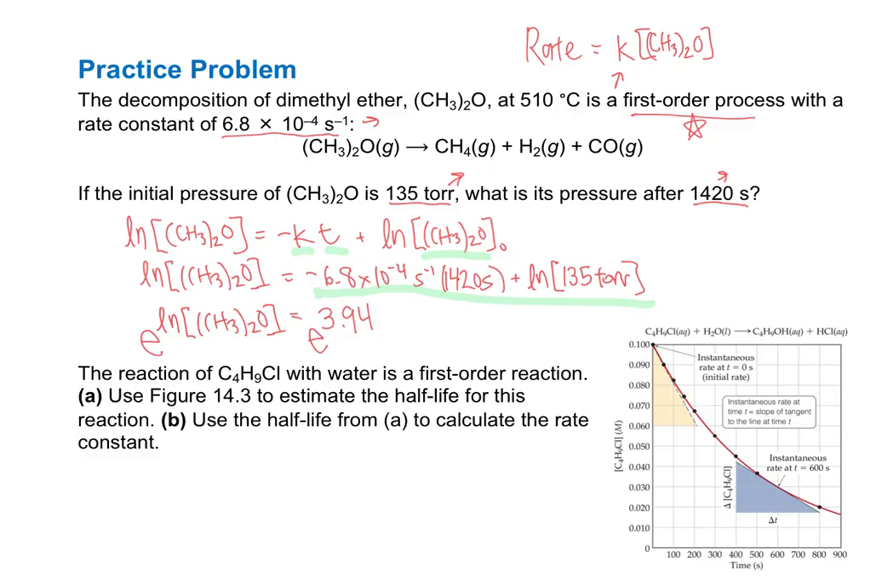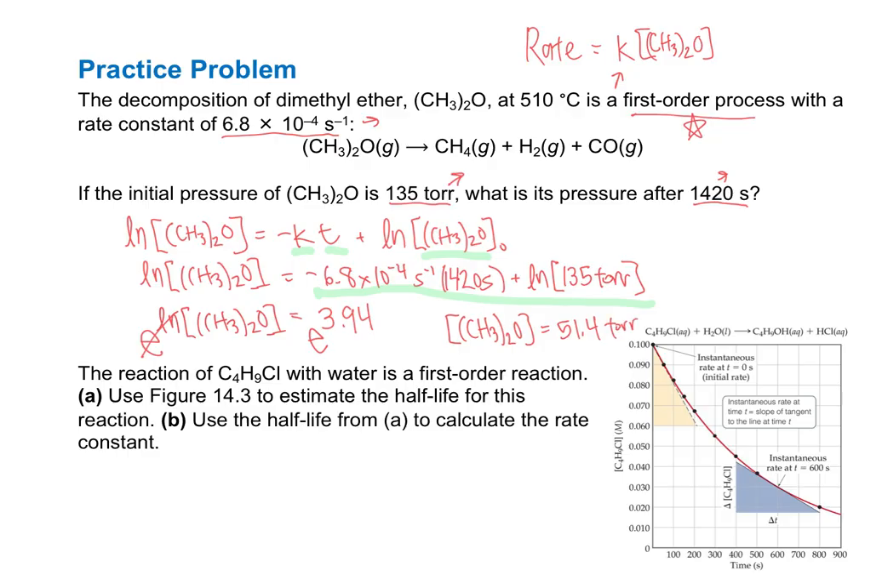So if you look at your calculator, near where the natural log is, you'll see e. So you'll just hit e and put in that number. Now that will cancel out the natural log. That's just like how dividing and multiplying are opposites of each other. e and natural log are opposites of each other. So e to the 3.94 gives us a value for our concentration of dimethyl ether, or the pressure, I guess, being 51.4 torr.